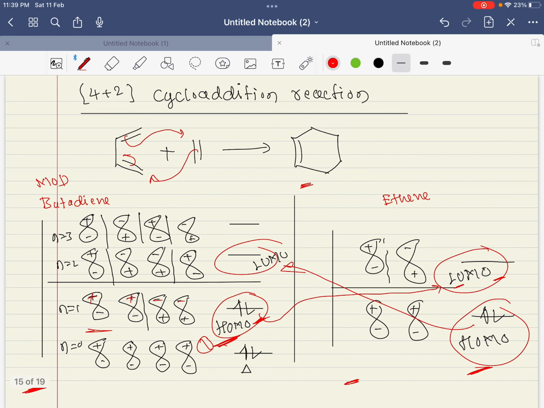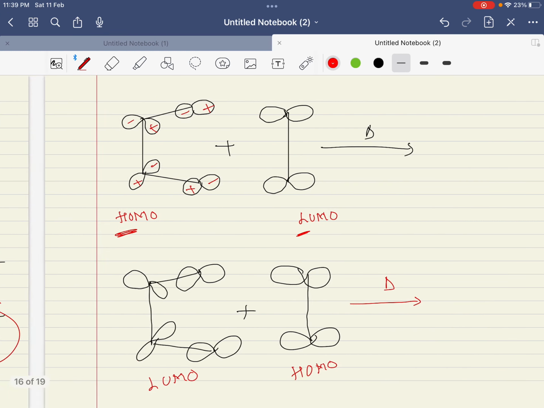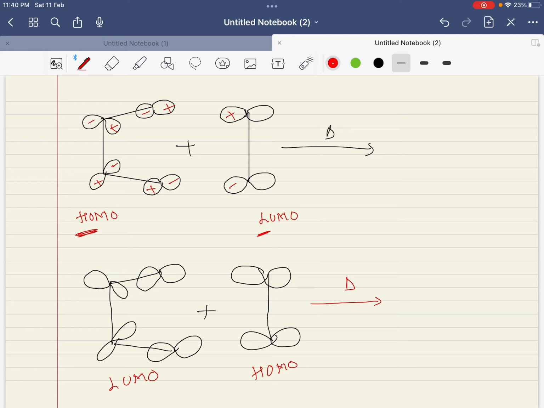LUMO: one is positive, one is negative. See here. Check these two things. One is negative, one is positive. One is positive and one is negative. So this is intra. Look at here, one is positive and one is negative. This is also intra. So the reaction is happening between intra and intra, and the reaction is happening across the same phase of the pi system. Look at here, between positive and positive, between negative and negative. So this reaction is allowed.